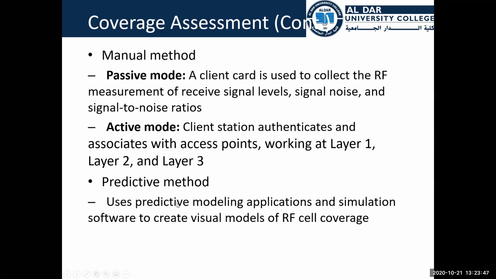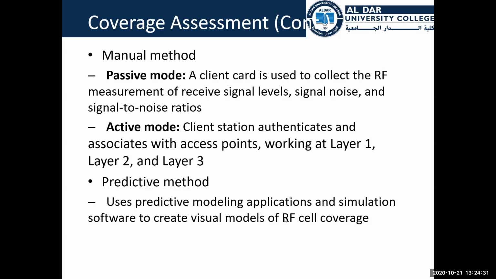You can also use a predictive modeling application. This is very important. It's like, for example, Packet Tracer. I don't know if it has a coverage map. I worked a long time with Packet Tracer, but I didn't see anything about coverage maps. Maybe a new version will have this functionality, but for the version I'm working with, there is nothing about coverage maps.